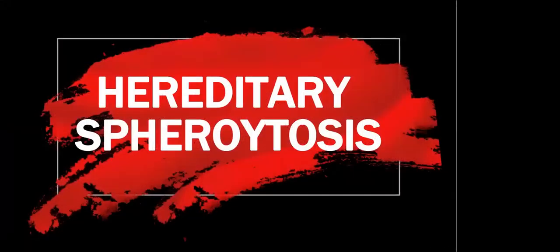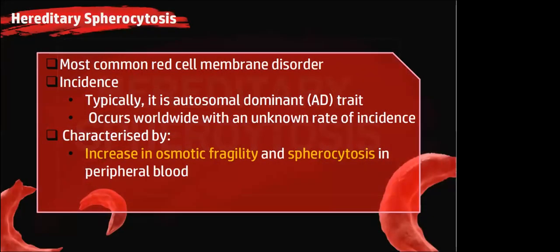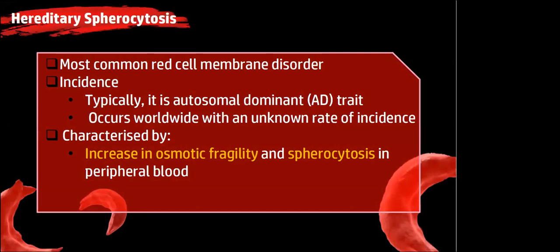And a little bit on the membrane defect, there are two. The most important one is hereditary spherocytosis. Hereditary spherocytosis is the most common inherited red cell membrane defect.